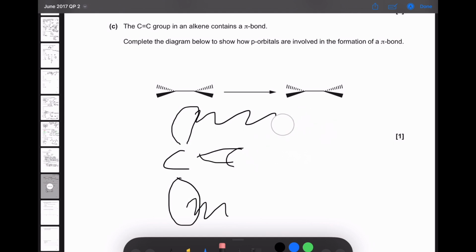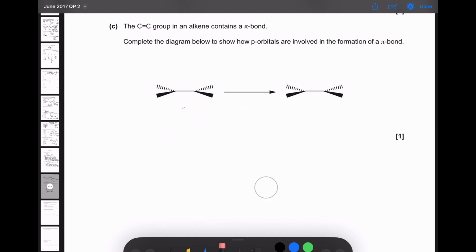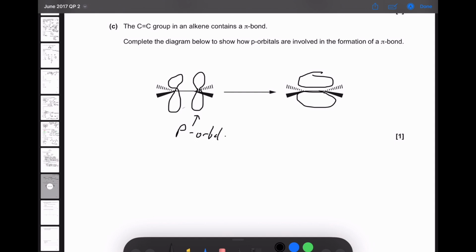If you can define a double bond, you'll remember that it is the sideways overlap of p orbitals. So nice and quickly, we just go p, p, p, p. We've drawn our orbitals, and then they're going to overlap. So just make sure we label them: p orbitals, pi bond.